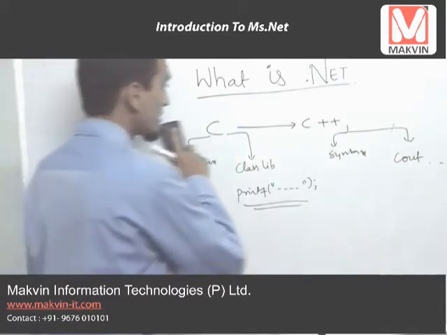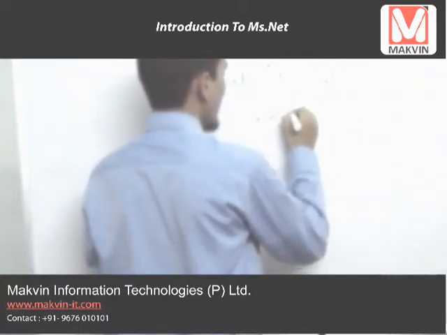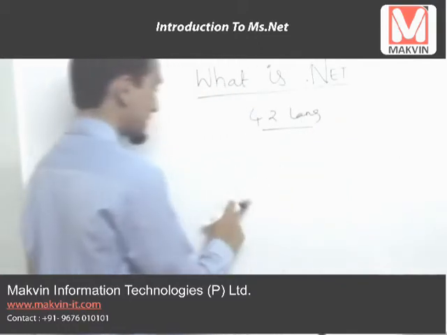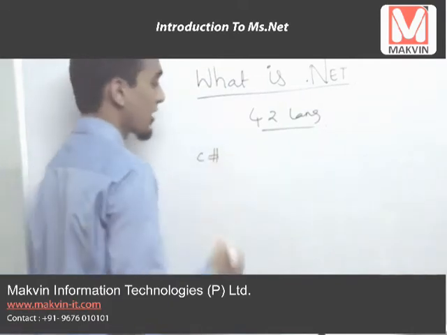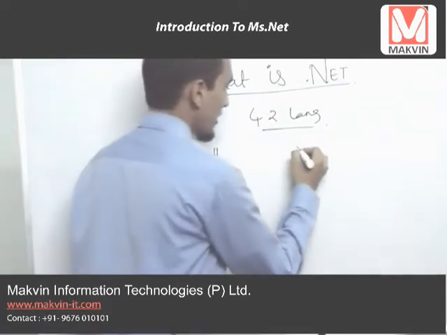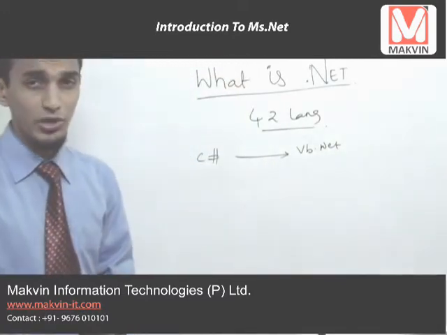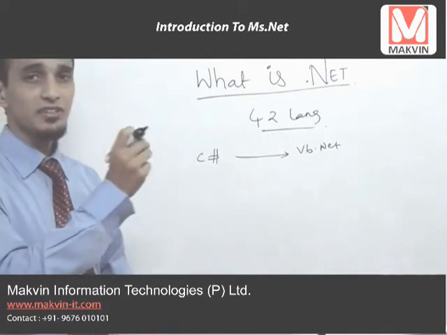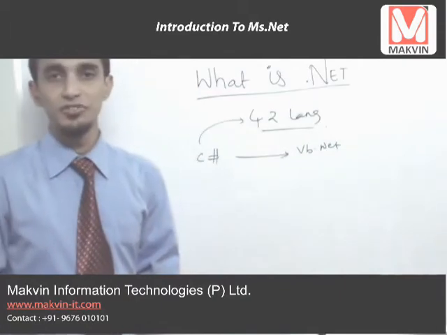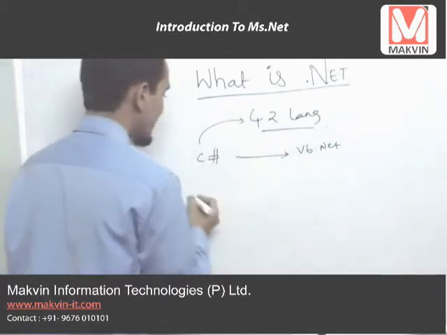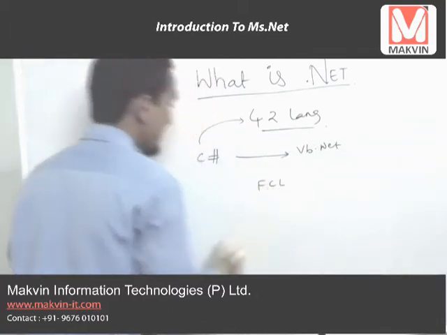Now, if we come towards .NET, it supports more than 42 languages. In .NET, for example, you have been working on C# and you have been asked to shift towards VB.NET. Now, in .NET, if you master a single language, it means that you have mastered 42 languages, because all the languages use a common class library called the framework class library.